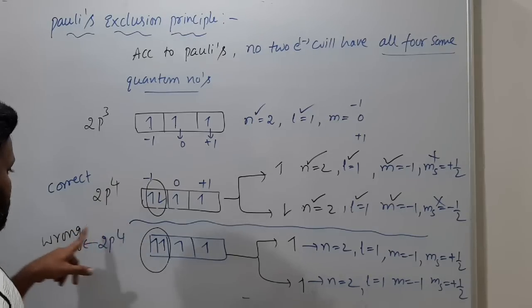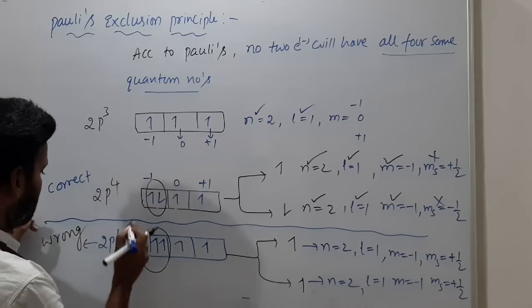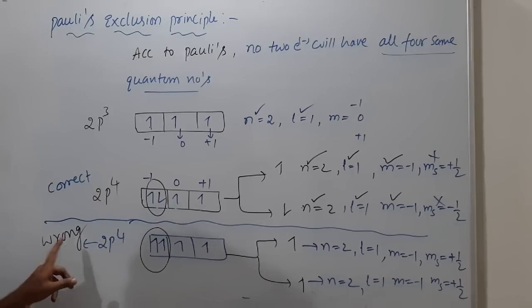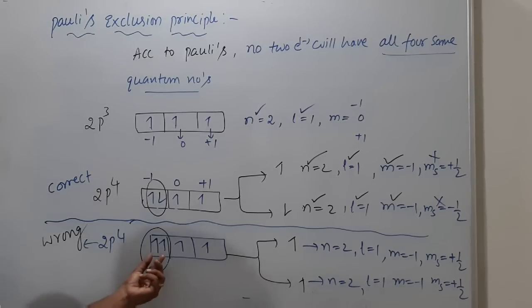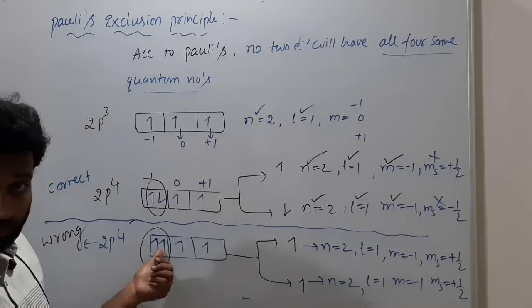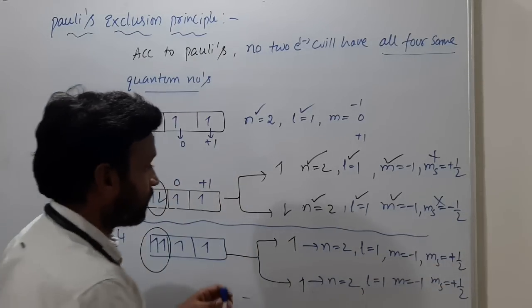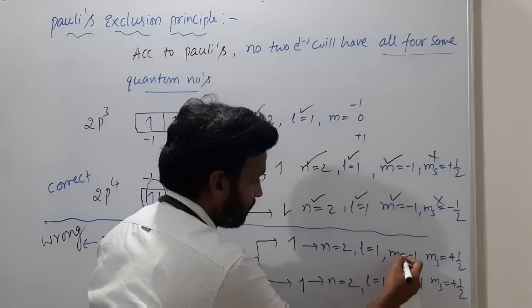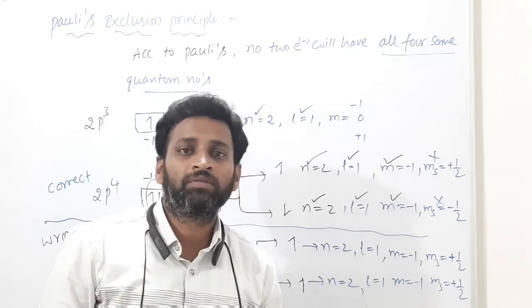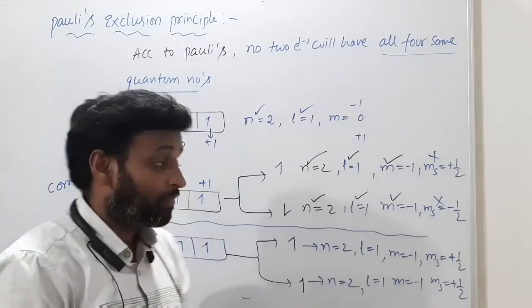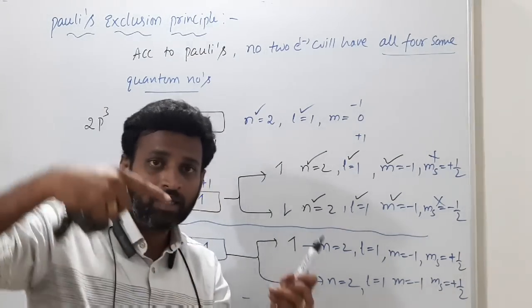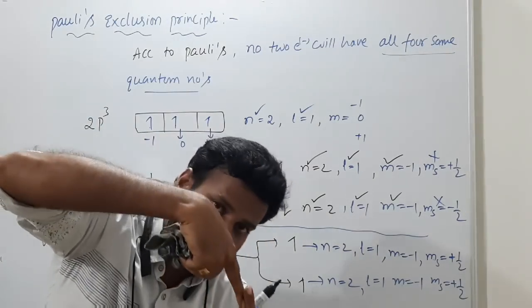So this representation is correct and this representation is wrong. Why wrong? If both electrons are upwards, then both have the same four quantum numbers. This and this same, this and this same. All four quantum numbers are the same. Then it's not possible, it does not exist.